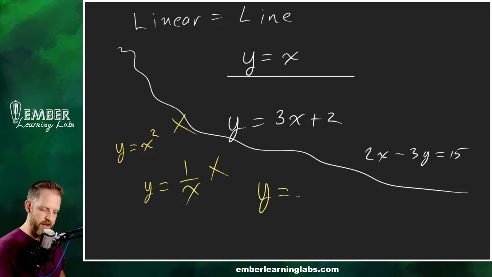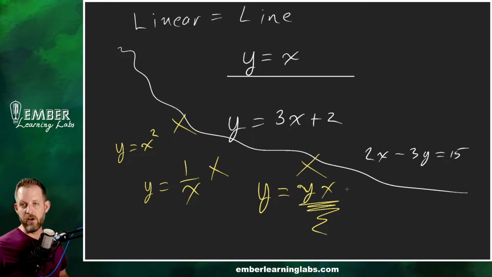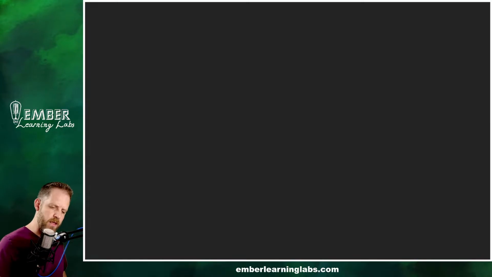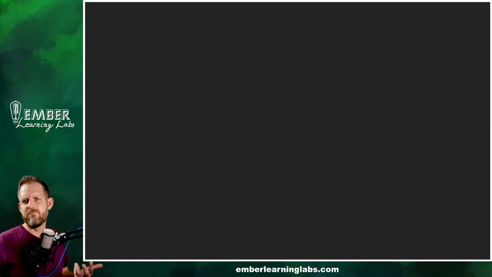This one is also not linear. If we have y equals yx, that's not a linear function because we've got two variables multiplied together. So all of those are nonlinear, and things with x to the first are linear. Y and x to the first, if you want to be technical. So let's look at some examples of what we can do with all of that.